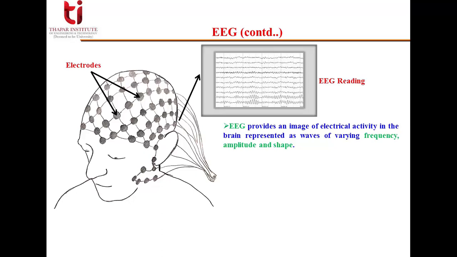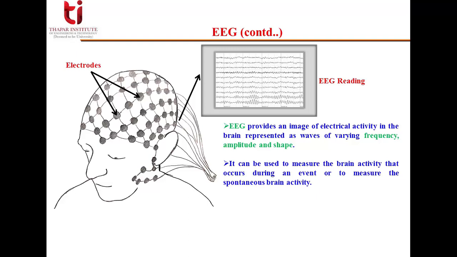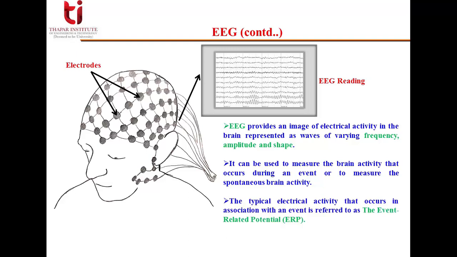amplitude, and shape. It can be used to measure the brain activity that occurs during an event, like the completion of a task or presence of some stimuli, or it can be used to measure the spontaneous brain activity that happens in the absence of a specific event. The typical electrical activity that occurs in association with an event is referred to as the event-related potential or ERP. It can determine changes in the brain that may be useful in diagnosing brain disorders.